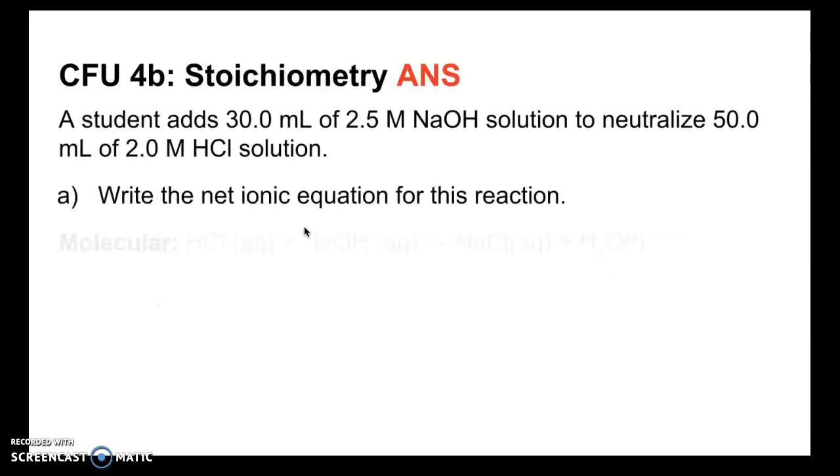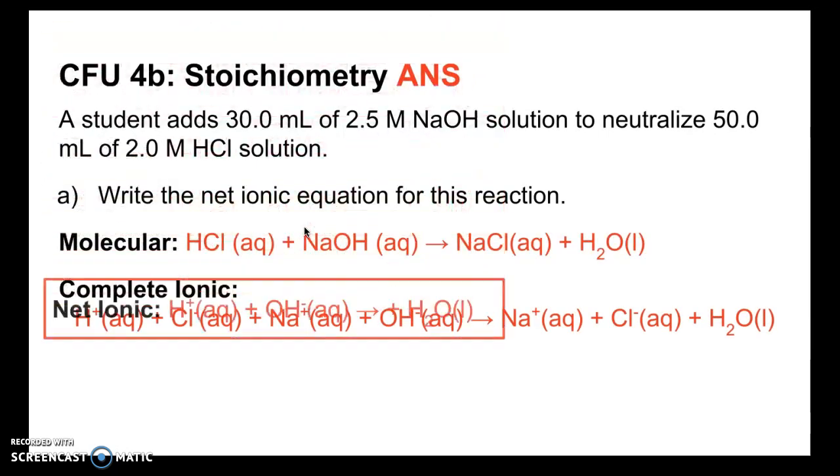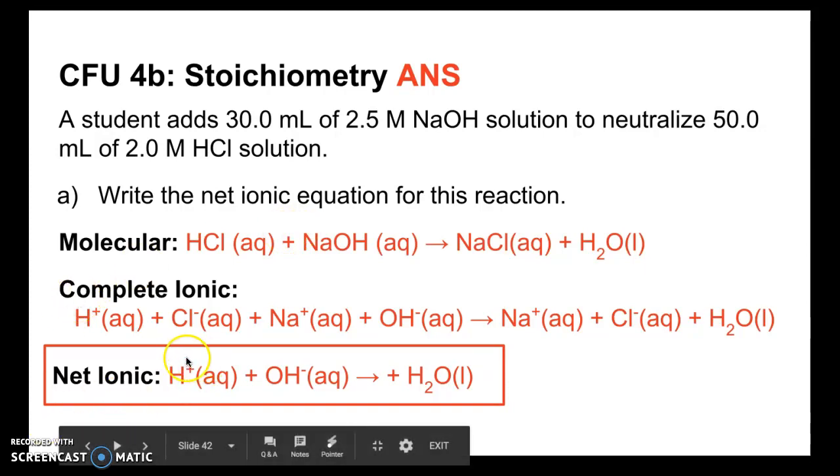Let's start off with the dynamic equation. This is the process from molecular to complete ionic, and then we can cross out things that are aqueous on both sides, and this gives us the net ionic. For acids and bases, you need to get to the point where you no longer need to do all of this work and just know that the acid and base net ionic equation looks the same. H plus plus OH minus goes to water.